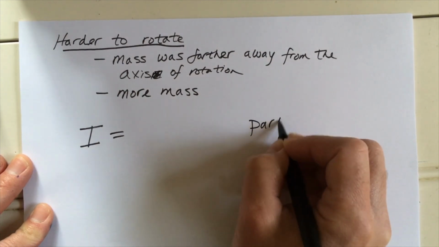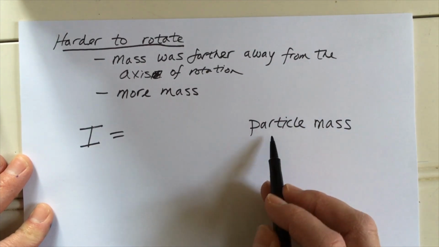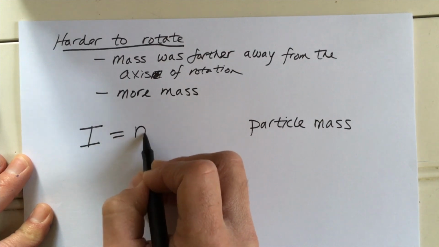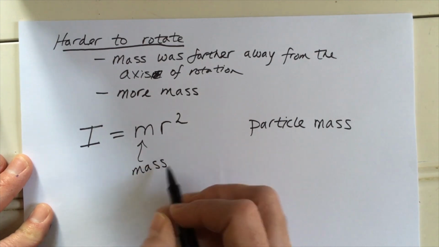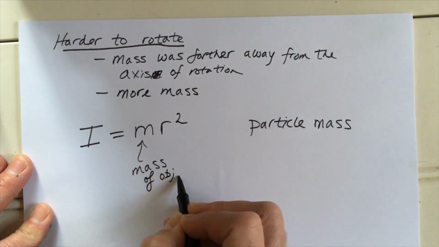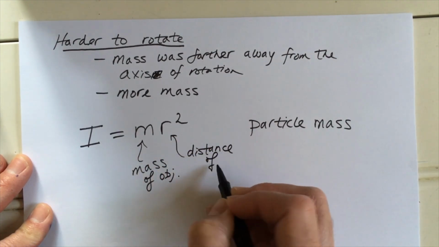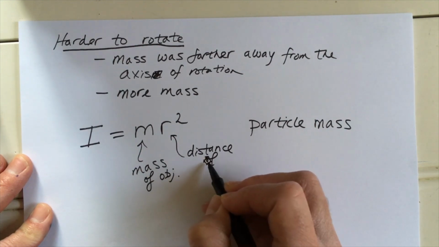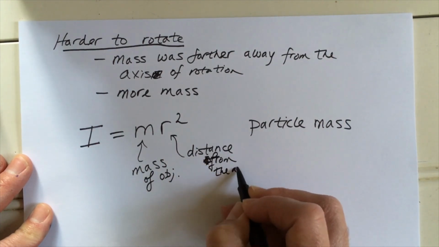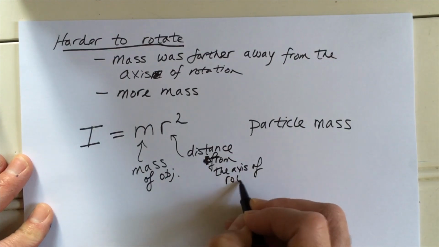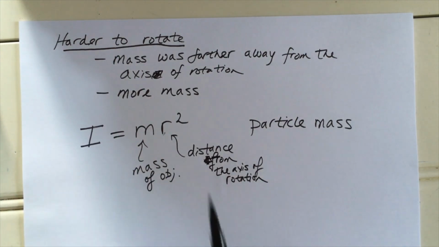Now, at its simplest, take a tennis ball a distance away from an axis of rotation, a particle mass. This is an object that has all of its mass at one point, a particle mass. Its moment of inertia formula is mr squared, where m is the mass of the particle and r is the distance from the axis of rotation. This is not the radius. Don't tell me that this is the radius. I know it's r, but it's the distance from the axis of rotation.